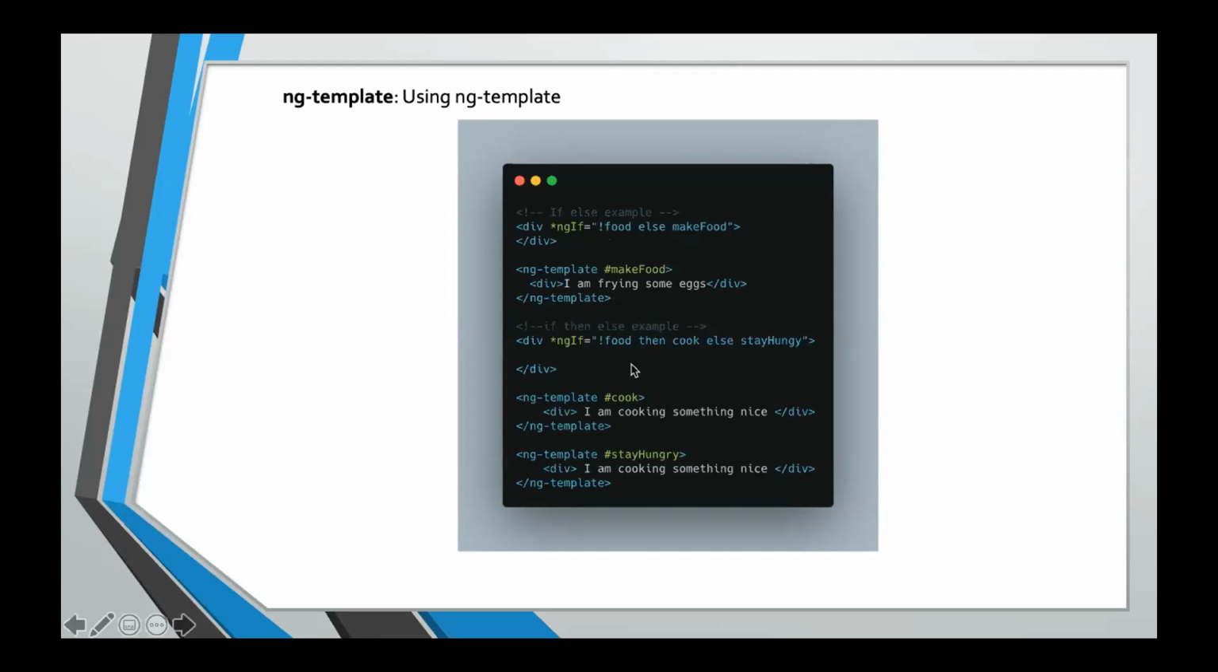Now the second use case is the if then else. What this means is that you show the cook template if there's food, and otherwise you show the stay hungry template. So that's what we have here. We have a template, I am cooking something nice. They have different references, which are stay hungry and cook.